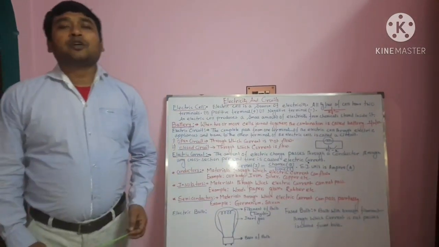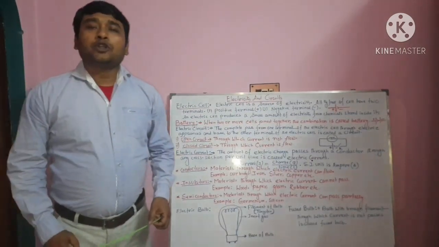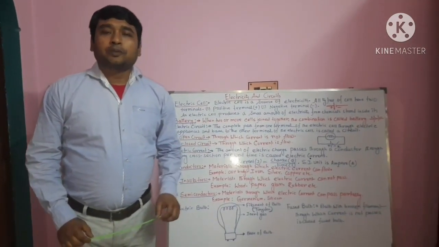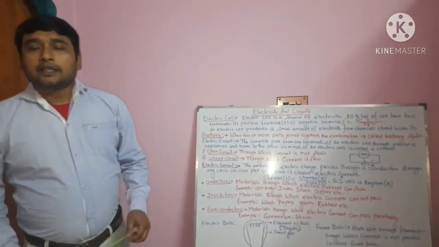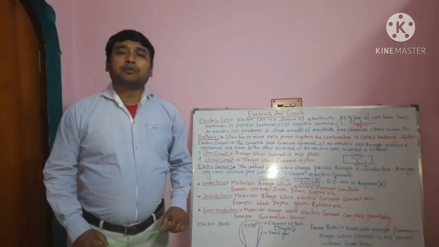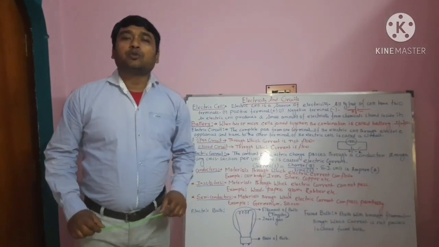My dear students of class 6, myself DV sir, today in front of you, I would like to explain the chapter Electricity and Circuit. In this chapter, first we have to know what you mean by electric cell. Now see the board very carefully.